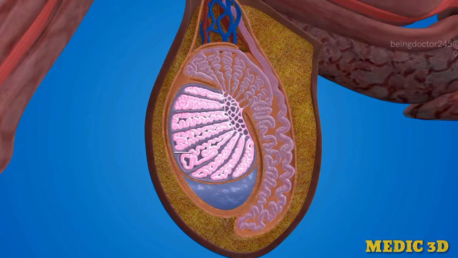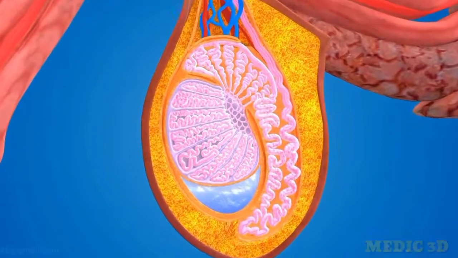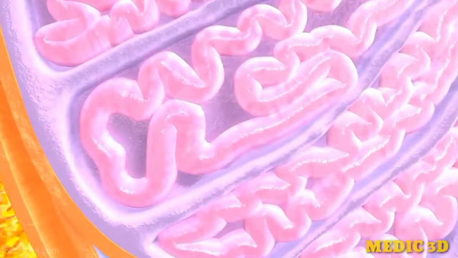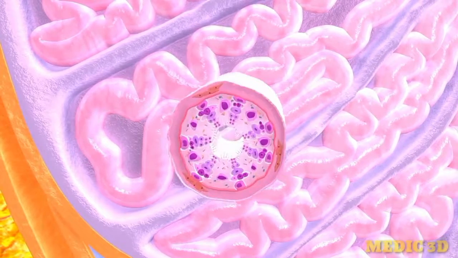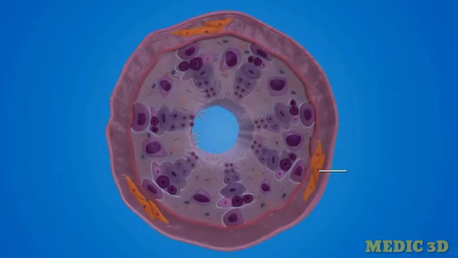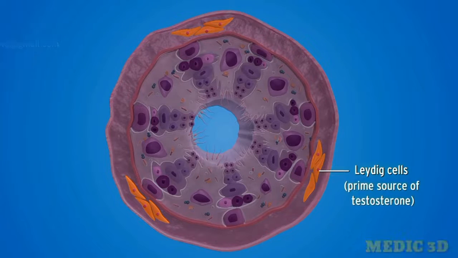The testis is composed of convoluted seminiferous tubules in which the process of spermatogenesis takes place. It is held in a loose connective tissue with numerous elastic fibers and interspersed Leydig cells. These Leydig cells are often present in groups. These cells are the prime source of testosterone, the male sex hormone.